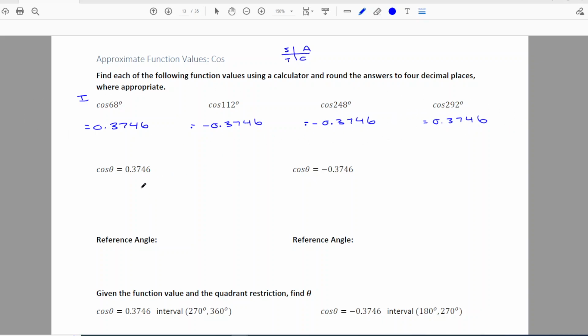Now we're going to again find theta. To find theta, we're going to do the inverse cos of 0.3746. When I plug this in, because this is a positive ratio, it's going to give my answer in the first quadrant. It's going to give me my reference angle. So if we go second function cos of 0.3746, I get 68 degrees. Awesome.